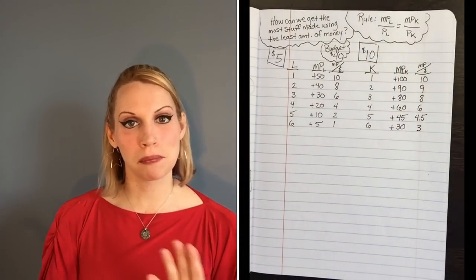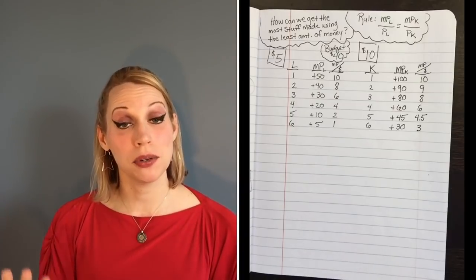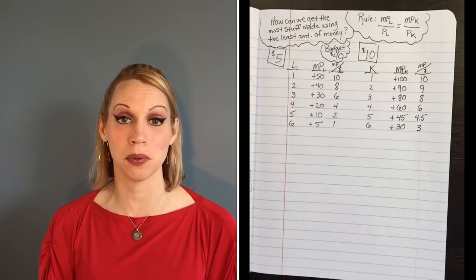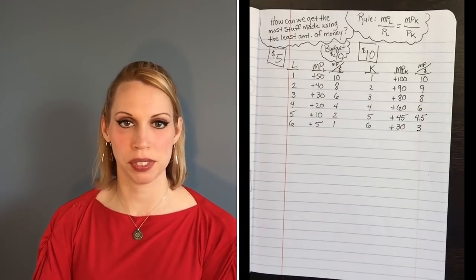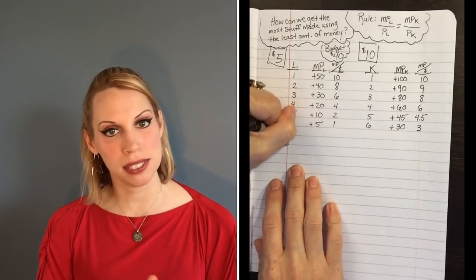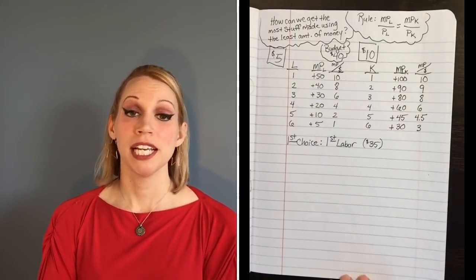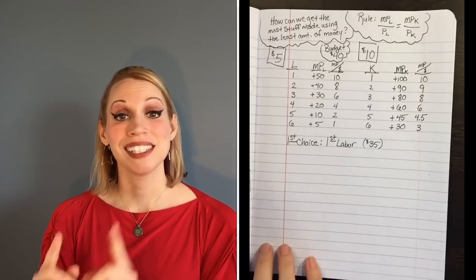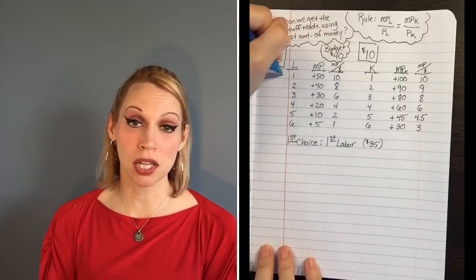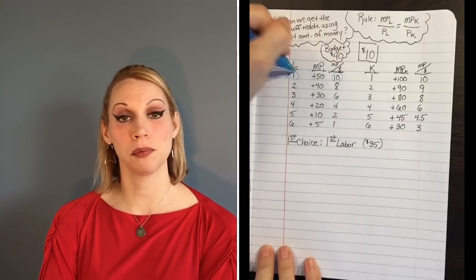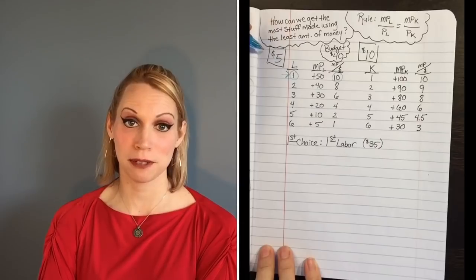So now that we have them broken down, how many units of output per dollar we're getting for both your labor and your capital, let's start making some choices with our budget. We want to get as much stuff made for the least amount of money. So our first choice is probably going to be our first worker. Our first worker gives us 10 units of output per dollar spent on them, and we're only spending $5. So that leaves us with $35 in our budget.